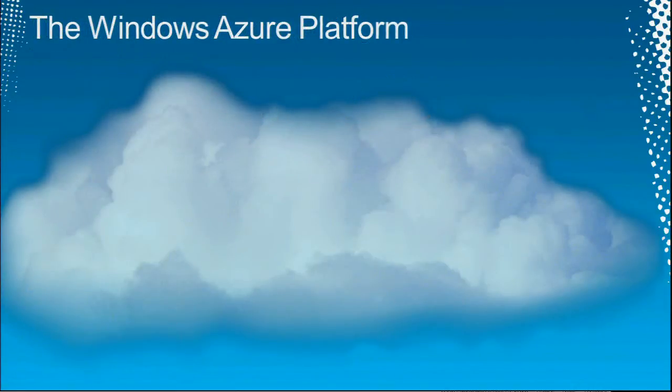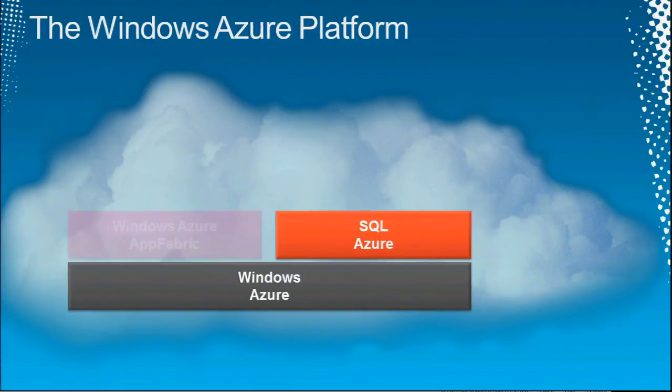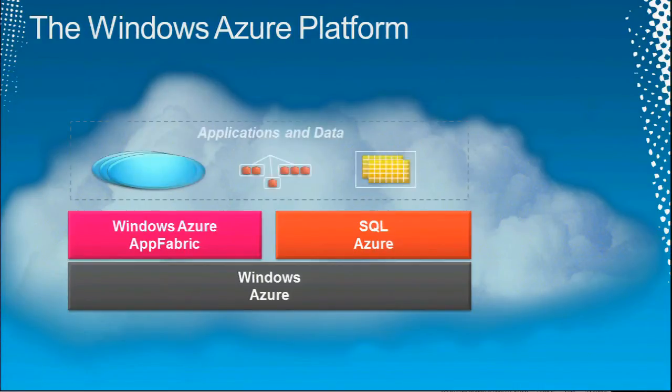The Windows Azure platform has a bunch of different parts. The foundation, unsurprisingly, is Windows Azure itself. There's also SQL Azure, which, as you might guess, does relational data and more. There's this thing called Windows Azure App Fabric, which essentially is a lot of infrastructure for building various kinds of apps.